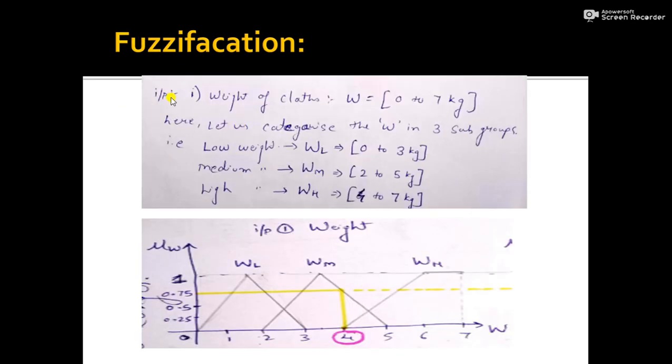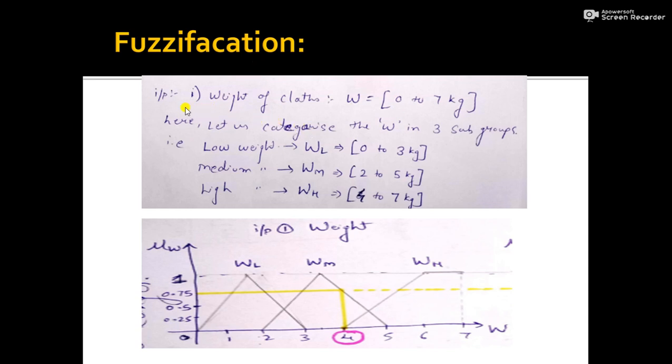Now, the inputs and output parameters whatever we have selected are in the crisp form. That is nothing but 0 to 7 kg, 0 to 100%, 0 to 100 liter. These are the crisp values. That is nothing but the human understanding numbers, but computer cannot understand this thing, so we need to convert these crisp values into fuzzy values. So for that reason the fuzzification block is there, which converts the crisp values into fuzzy values.